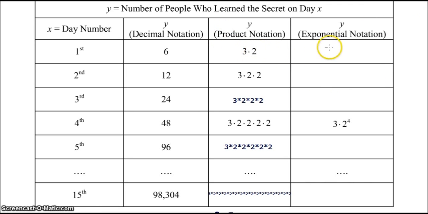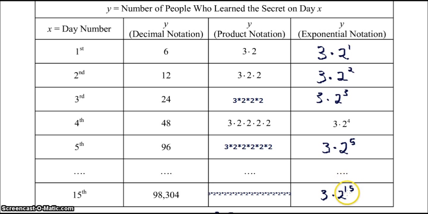3 times 2, we only have 1 2, so this is 3 times 2 to the 1st. 3 times 2 times 2 is 3 times 2 squared. 3 times 2 times 2 times 2, we have 3 2s, that's 3 times 2 cubed. This one's done for us. Here we have 3 times 2 to the 5th. Notice that the exponent is just the day, so I know that the 15th will be 3 times 2 to the 15th. And we call, like I said, this the exponent, and this is our factor, or the base.